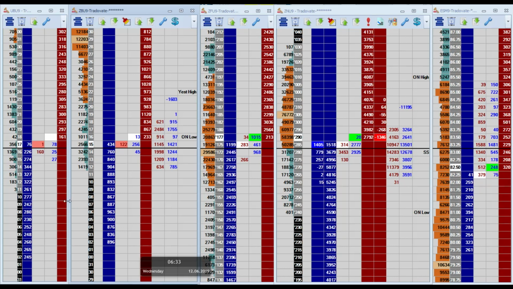These are futures products. I don't want to skip over that part. Over here on the left is the Ultra Bond. This is the ZB, which is the 30-year. Right here in the middle is the ZF, which is the 5-year. This is the 10-year right here, that is the ZN, symbol ZN. And then all the way over here on the right is the ES, which is the E-mini S&P.